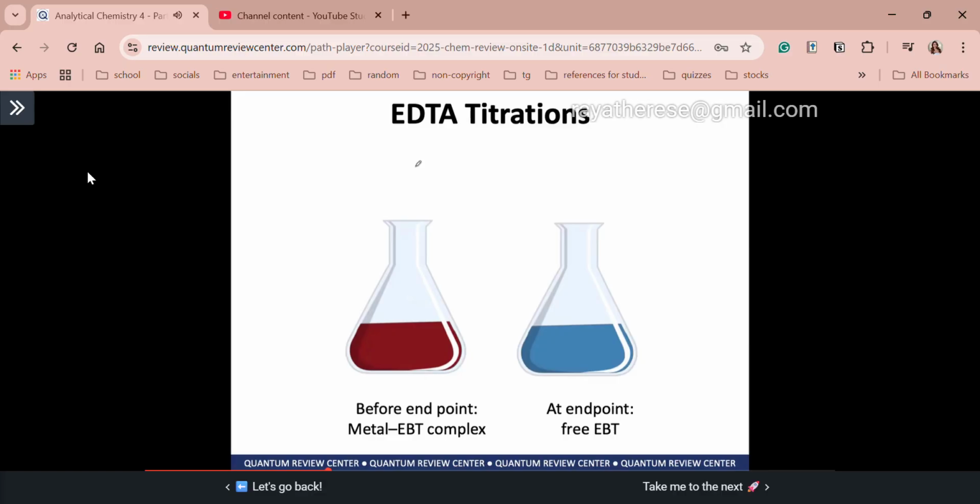So, red yung color ng metal-EBT complex. However, as you add EDTA, yung titrant. Di ba class, alam natin na strong chelating agent ang EDTA. Stable ang complex na i-perform ito with the metal ion. Therefore, mas meant to be ang metal ion with the EDTA ligand. So sila talaga class mag-perform ng complex.